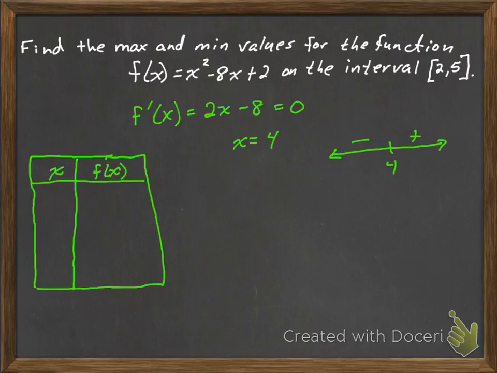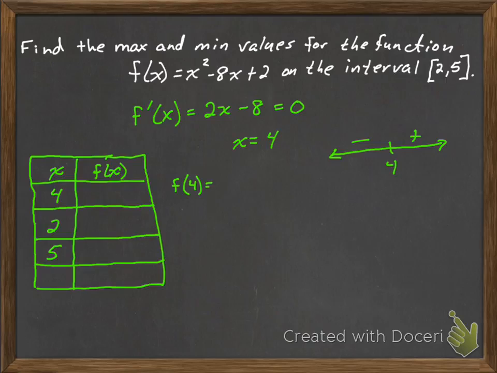Now the x values that go into this table are going to be the candidates for where you can have a maximum or a minimum. So the candidates are going to be your critical points, which in this case would be 4, and your endpoints, which in this case are 2 and 5. So we have 3 candidates for the maximums and minimums of this function. So to find what the maximum and minimum values here are, we need to evaluate each of these.